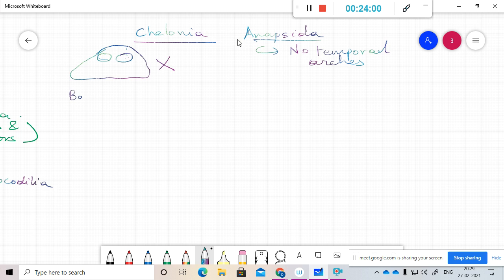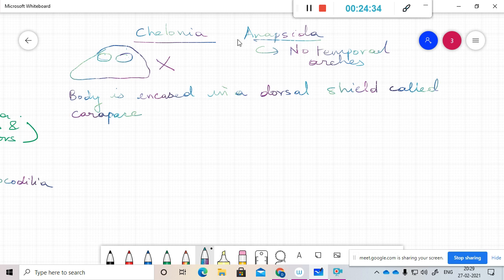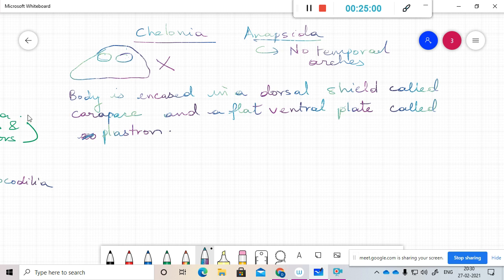Their body is encased in a dorsal shield called carapace, and a flat ventral plate called plastron. So let us look at a picture.